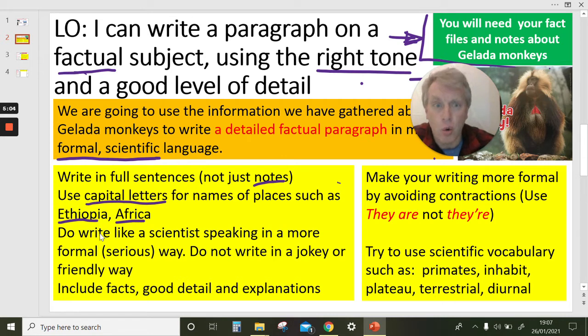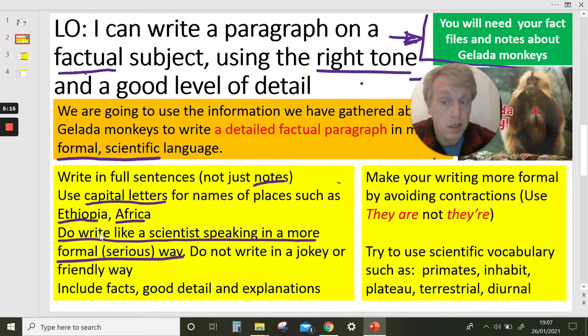And I do, very important this one, I do want us to write today like a scientist, speaking in a more formal or serious way. It's not jokey or friendly speaking and writing today. We're practicing a different kind of writing. Okay, we've got to have lots of good facts, details, and we've got to explain what we mean.